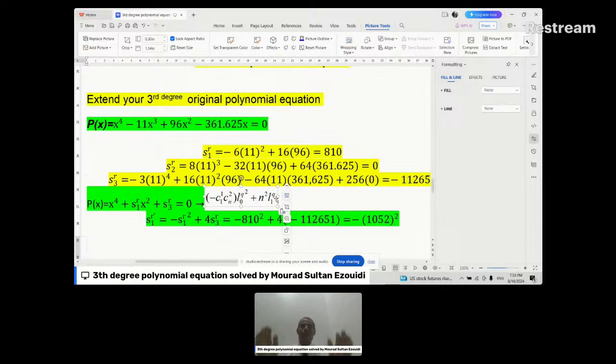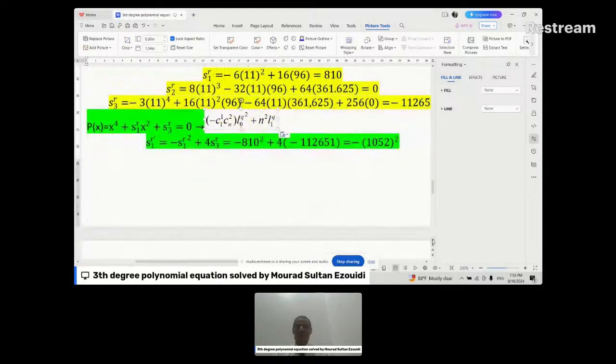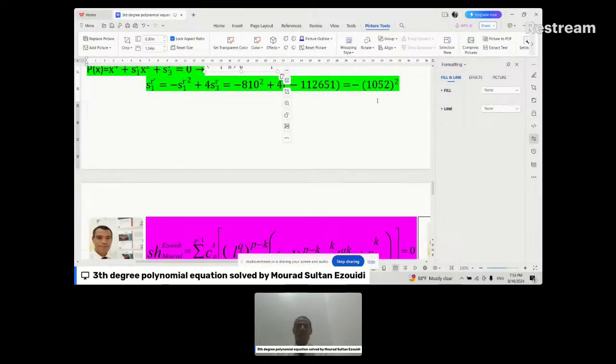Okay, but the discriminant formula is obtained from the first coefficient when putting k equal 2 in the discriminant formula of Mourad Sultan Ezouidi. And let's say we continue. We told that it will be negative 1052 squared. Means S1 of the R equal negative. Therefore, minus S1 of the R equal positive. Okay, so I will continue.